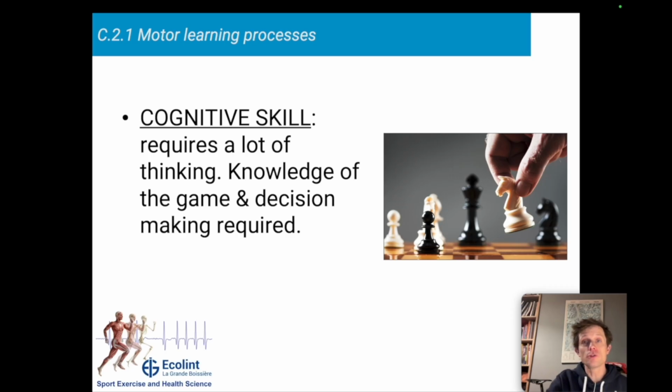Whether you win or lose in a game of chess has nothing to do with how fast or how accurately you move the piece on the board, but it has everything to do with the thinking and the processing behind which direction and which position you're going to move the piece to.